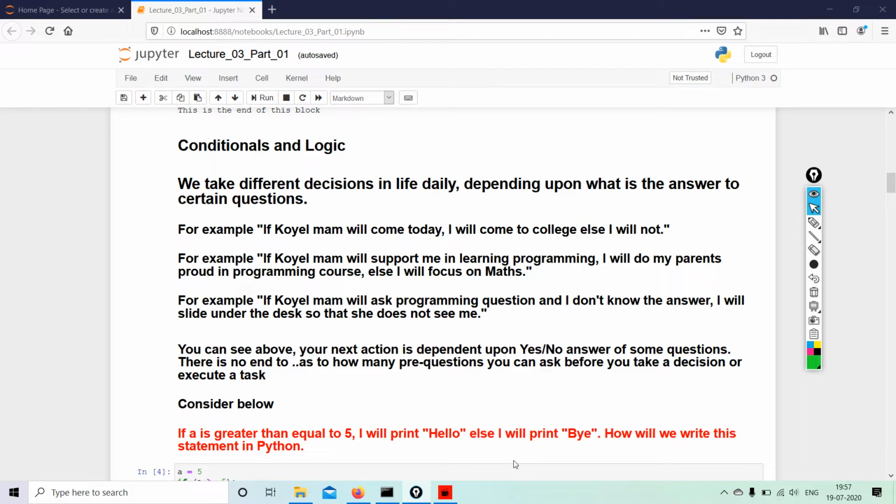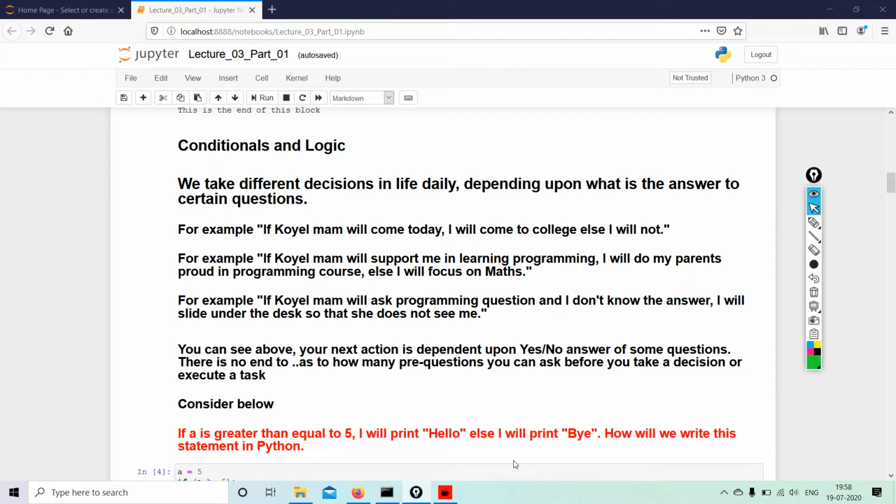If Koel ma'am, which is me, will support me in learning programming, I'll make my parents proud in the programming course, else I'll focus on maths. If I ask programming questions and I don't know the answer, I will slide under the desk so that she does not see me. So these are some funny statements that I have given so that you understand what I'm coming to, because you know, programming can be really fun when you try to put different permutations and combinations.